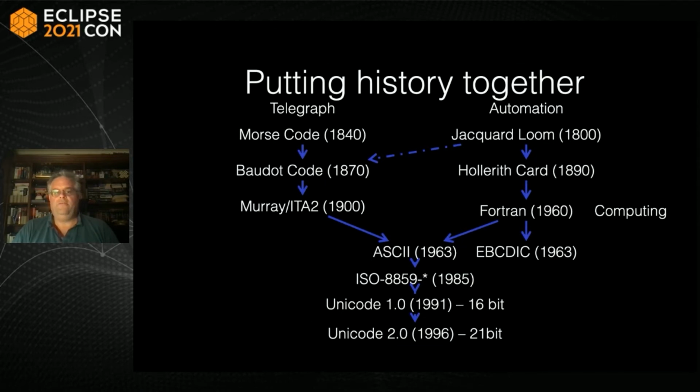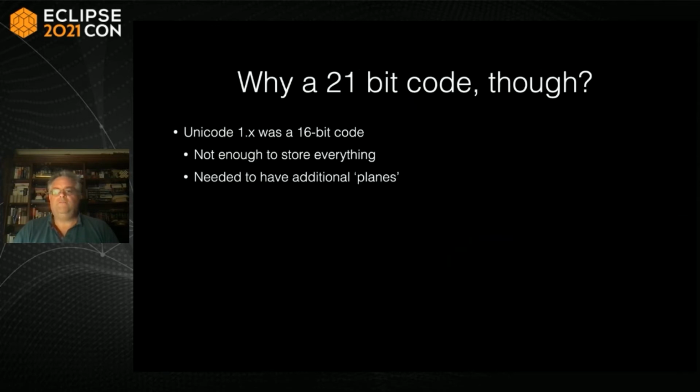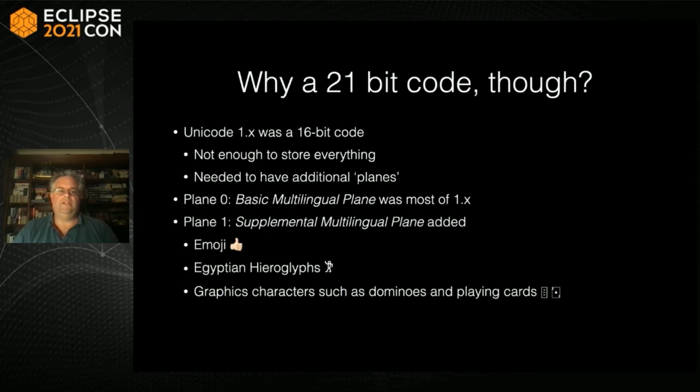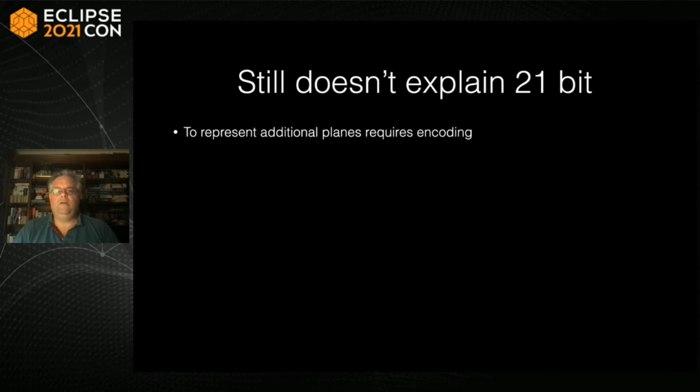But why did Unicode go from a 16-bit code page, which everyone could understand, to a 21-bit code page? Its problem was that 16 bits weren't enough to represent everything. And so to extend this, they had the concept of additional planes that were added on the top. Plane 0 was the basic multilingual plane, which was the 1.x series. Plane 1 is the supplemental multilingual plane, which then added emojis, Egyptian hieroglyphs, other graphics characters, and various demos. And then from 2 to 16, there were various other supplementary planes that you'd want to be able to use in there. But it doesn't really explain why we've ended up with a 21-bit encoding.